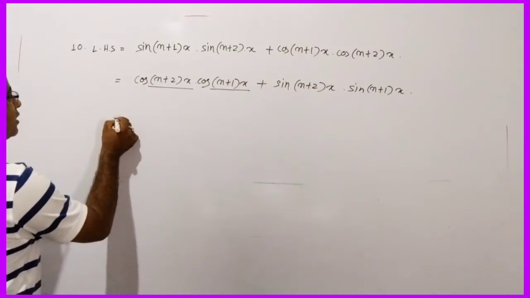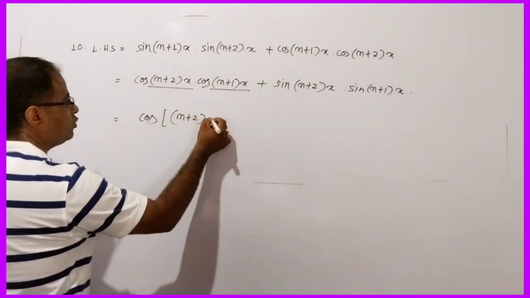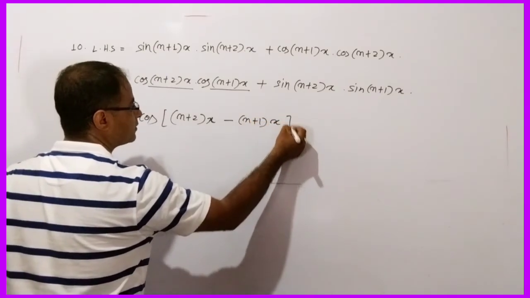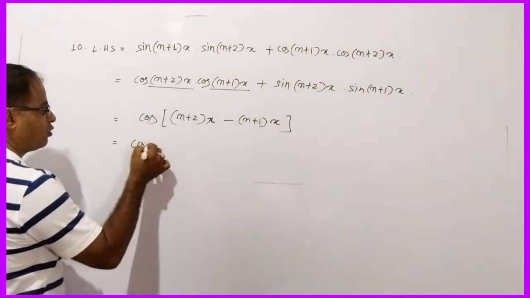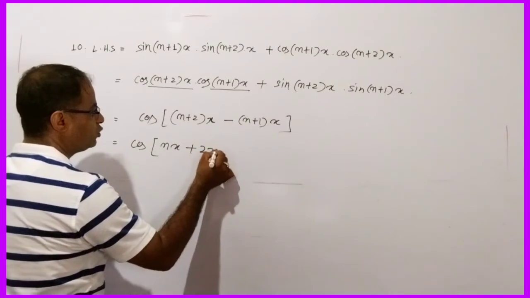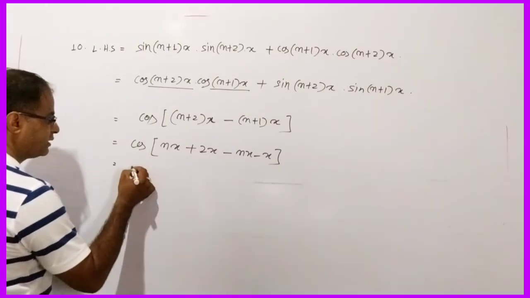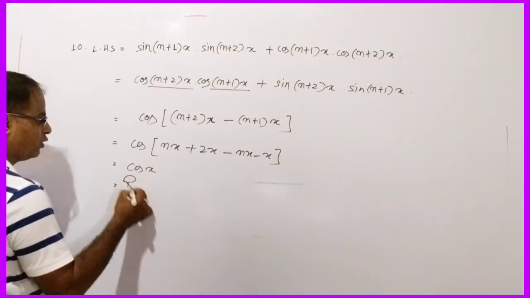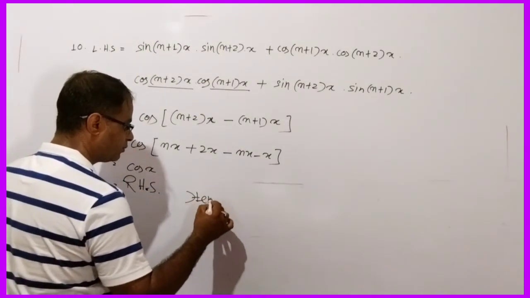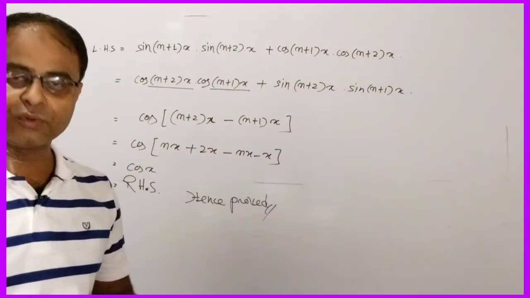Which is the result of cos of (A − B). Here A is (n + 2)x and B is (n + 1)x. So cos of nx + 2x − nx − x. Nx cancels, 2x − x is x. Cos of x, which is the right hand side. Hence proved.